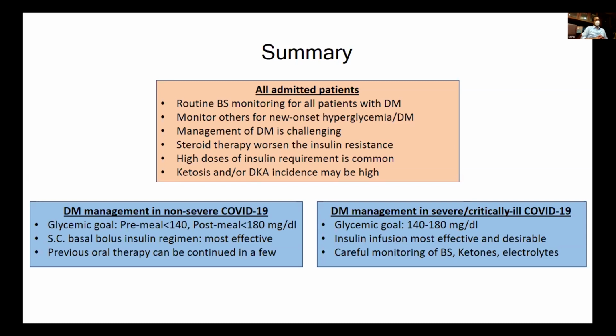Subcutaneous basal bolus insulin is the regimen of choice where the blood sugars are not controlled. The previous oral regimen can be continued in a few where blood sugars are controlled and they do not have any organ dysfunction. And those who are severe or critically ill should be put on insulin infusion, and the blood sugar goal should be between 140 to 180. And these patients should be monitored for blood sugars, ketones, and electrolytes regularly, at least two times a day.